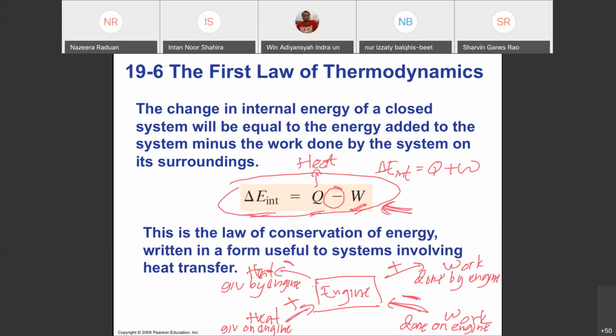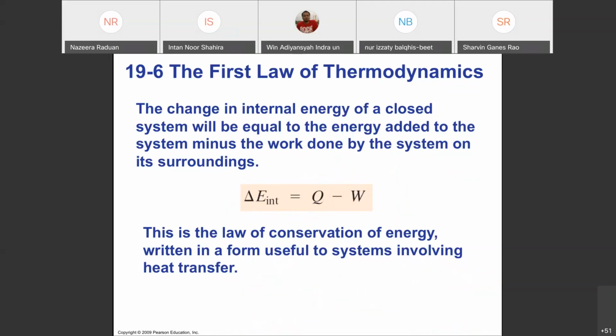Because the questions later are a bit tricky, especially the wording, you have to be careful and just follow the sign convention, and you will find them. Okay, let's see the example. Let's set this up. Okay, here's the example.